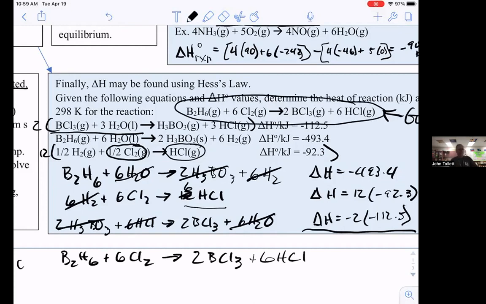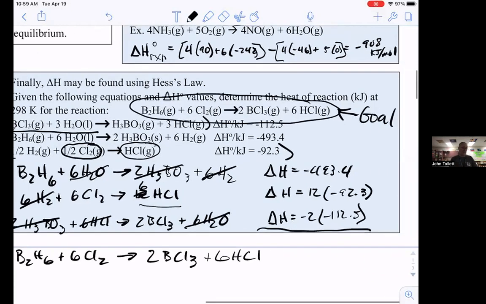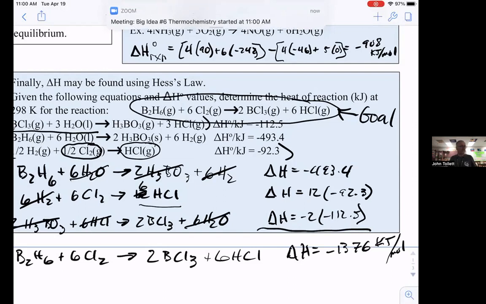Oh, hey, okay. If I get out my calculator and add these up, I end up getting that my delta H value for the entire reaction is -1376 kilojoules per mole of reaction. There you go. That's kind of fast.